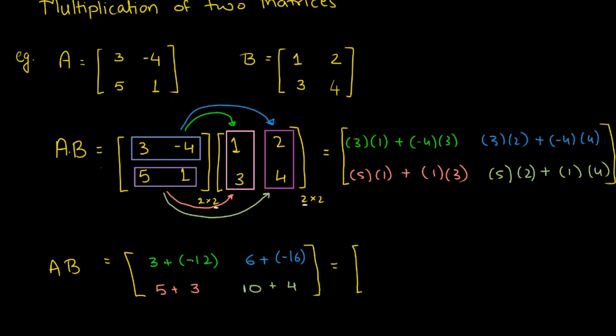So final bit now, when we simplify this, 3 plus minus 12 is basically 3 minus 12, which will give me minus 9, right? 6 plus minus 16, right? So 6 plus negative 16 will give me the answer as negative 10. Furthermore, 5 plus 3 will give me 8, and 10 plus 4 will give me 14, right? So as you see, matrix multiplication is a little bit more complicated. It takes a little time to get used to it.